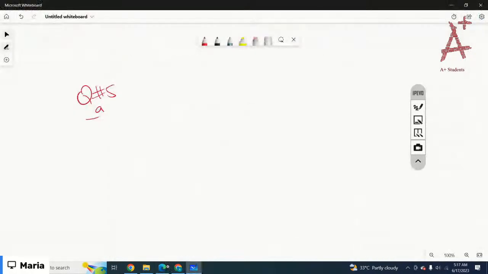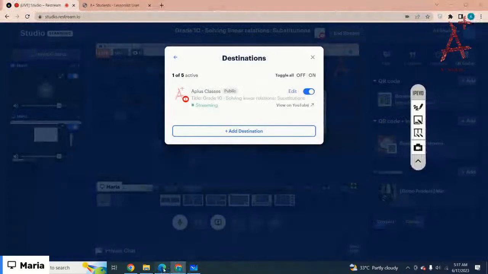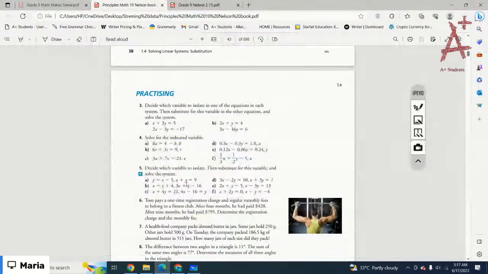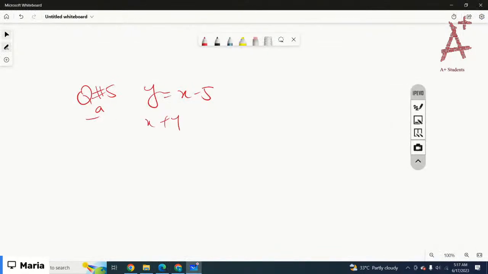Y equals x minus 5. And the other equation is x plus y equals 9. You can see this is equation number 1, let's suppose, and this is equation number 2. The variable y is already isolated in the equation. Got it? You simply have to substitute this value of y in the second equation.